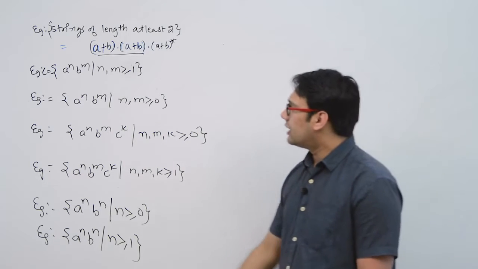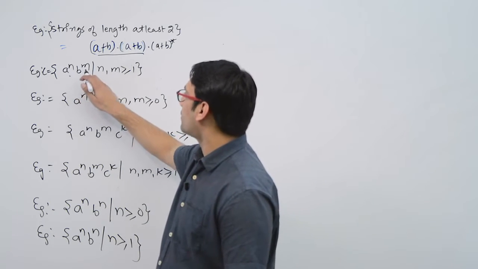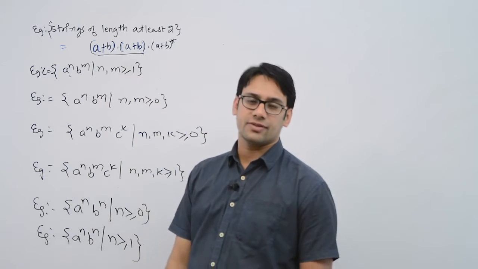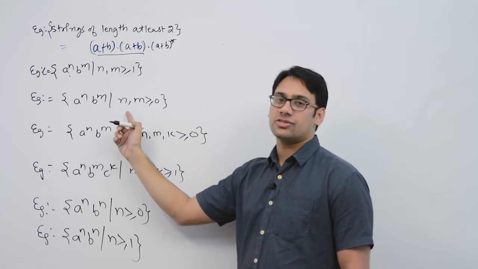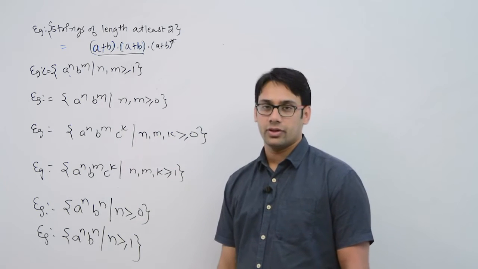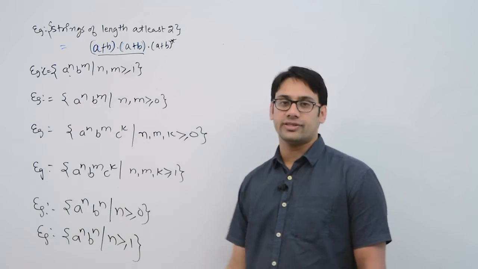Next is a raised power n, b raised power m, such that n comma m is greater than or equal to 1, and here it is representing a raised power n, b raised power m, such that n comma m is greater than or equal to 0. What is the difference between these two examples?